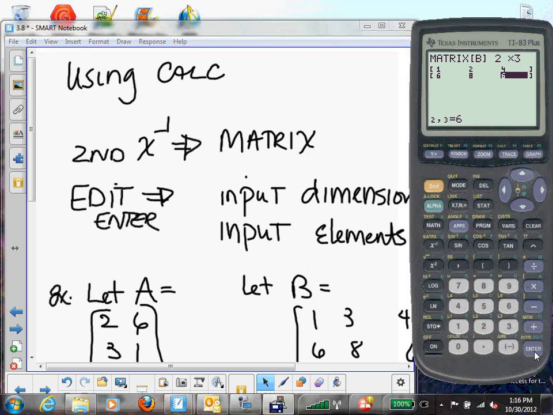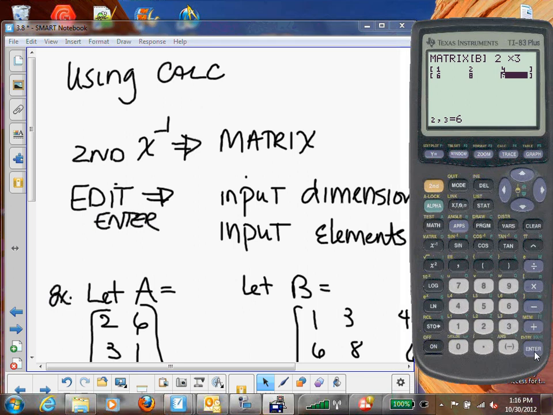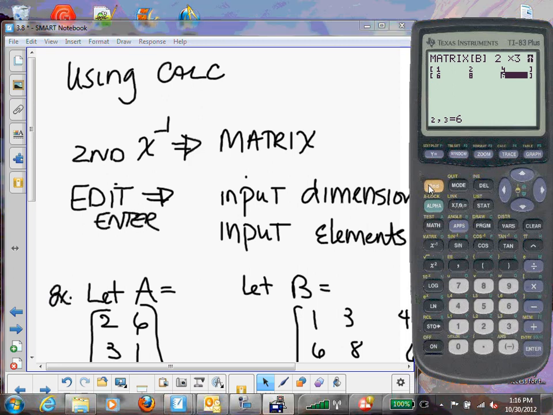The first thing that you want to do as you do these, because I'll give you a bunch of matrices, is input all that information first. And then you can do all the operations of whatever we're wanting to do. Do that hard work first at inputting all your matrices. Okay. So we're going to get out of this by hitting second, quit.